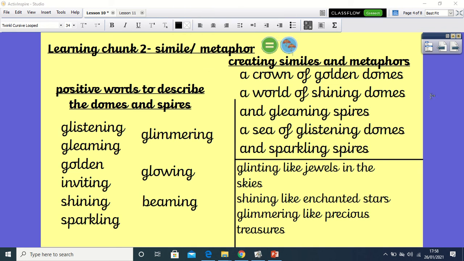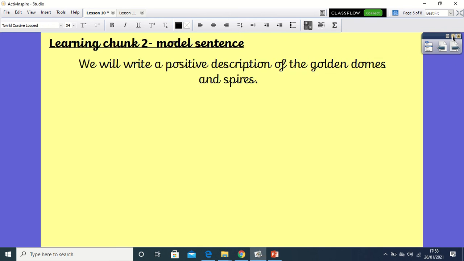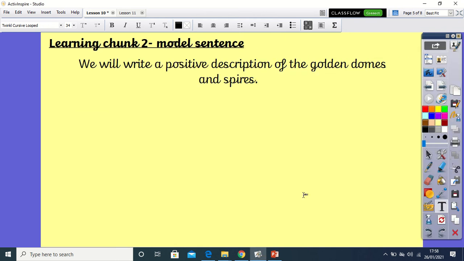Okay, I'm hoping that I'm still recording there. I got a little message to say that I'd needed to delete some items, so hopefully it's not interrupted it too much. Right, let's have a look at the model sentence then.